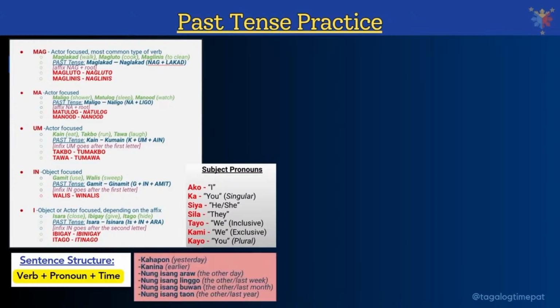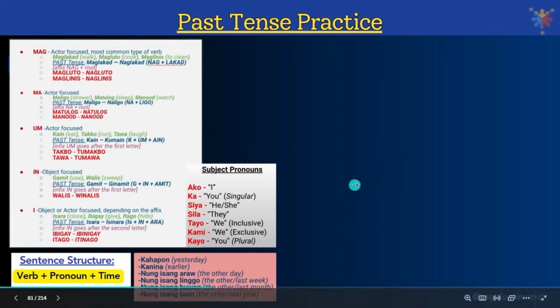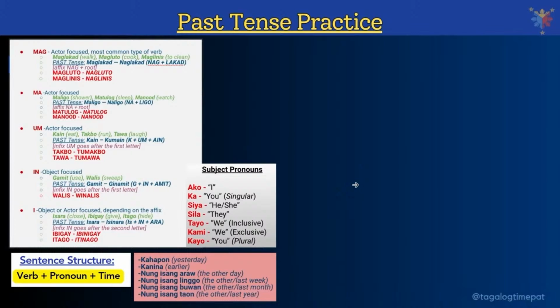And then here are some vocabulary terms to indicate past tense. So kahapon is yesterday, kahapon. Kanina is earlier, kanina. Nung isang araw means the other day, nung isang araw. Nung isang linggo is the other week or last week.